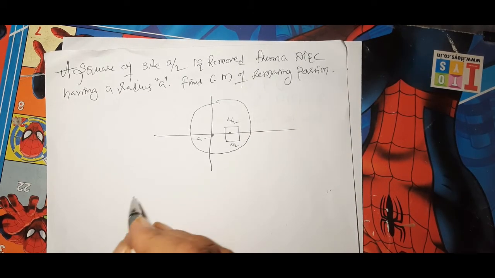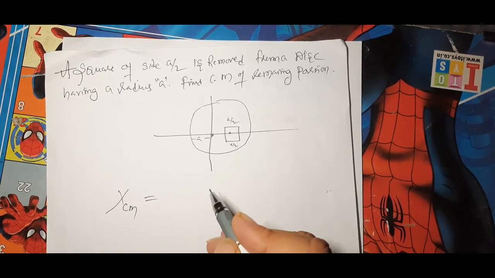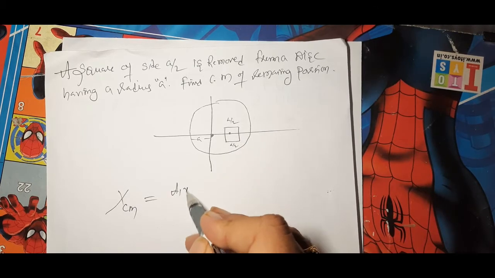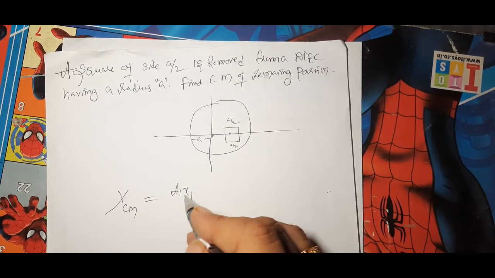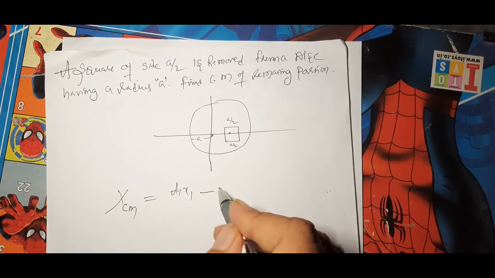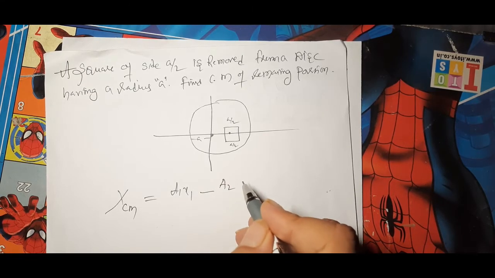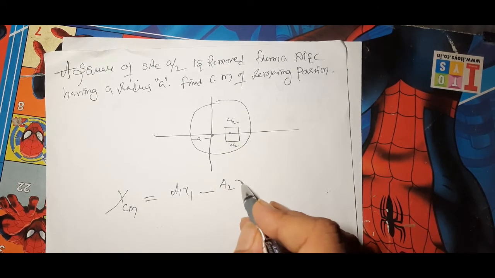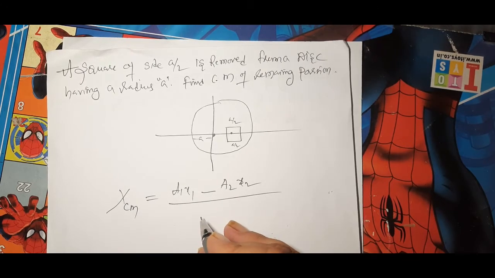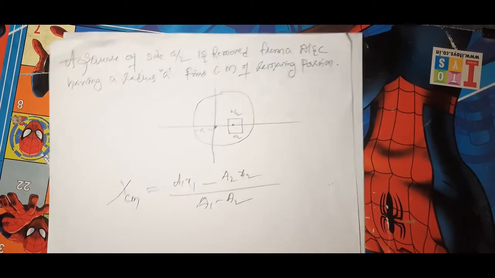Find the center of mass of the remaining portion. Here there is a direct formula given. Distance of center of mass of the remaining portion is equal to A1 x1, area of the original disc into distance of center of mass of the original disc, minus the removed part area A2 into distance of center of mass of the removed part x2, divided by A1 minus A2. This is the formula to solve this problem.